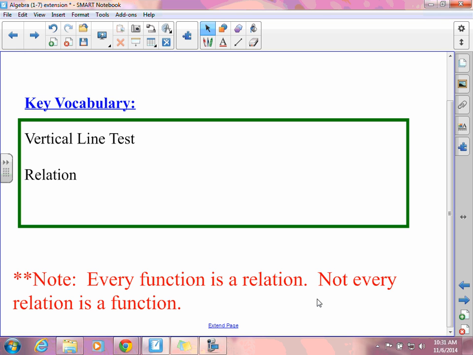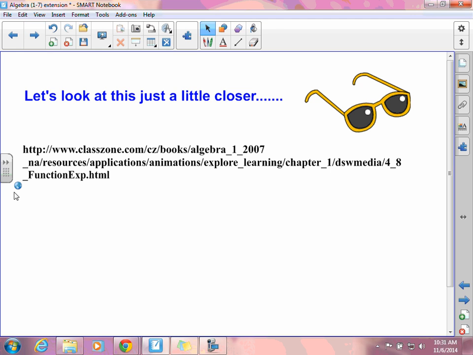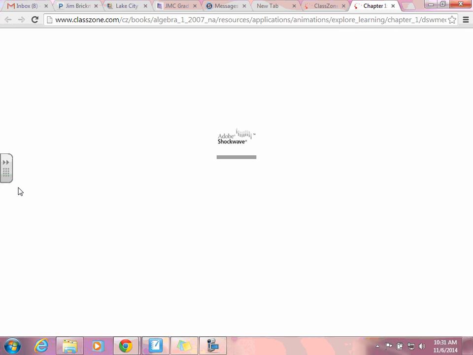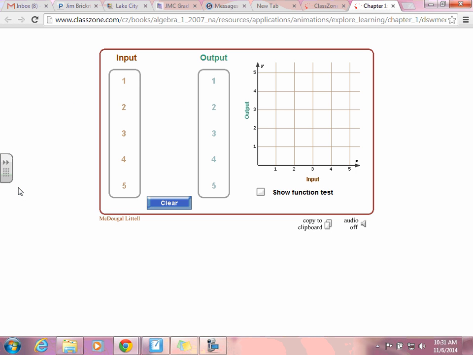Let's take a little bit closer look. Now, this can be found on classzone.com. It's actually an activity in chapter 1. It's kind of a fun one. I'm going to be pairing things up, and we're going to be determining whether things are a function or not, and then we'll be going on to your homework. So if you have questions, make sure that you talk to Mrs. Medvac.